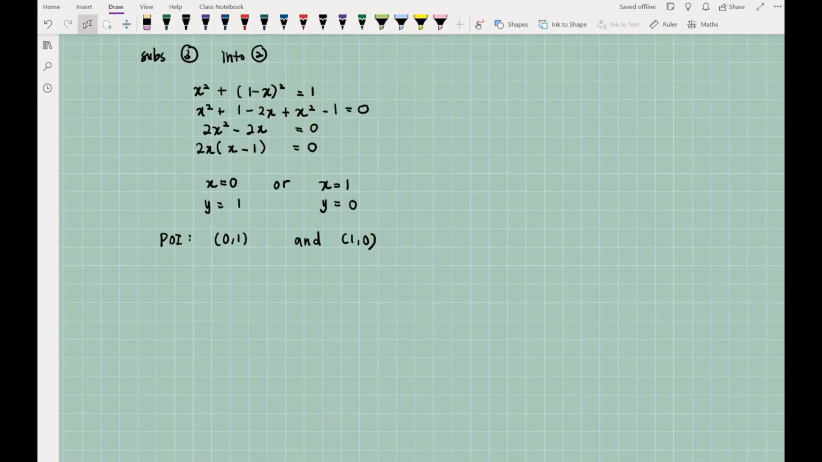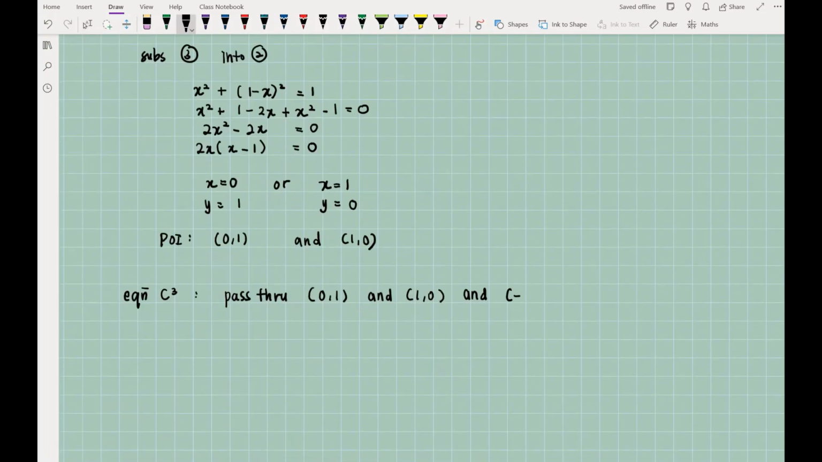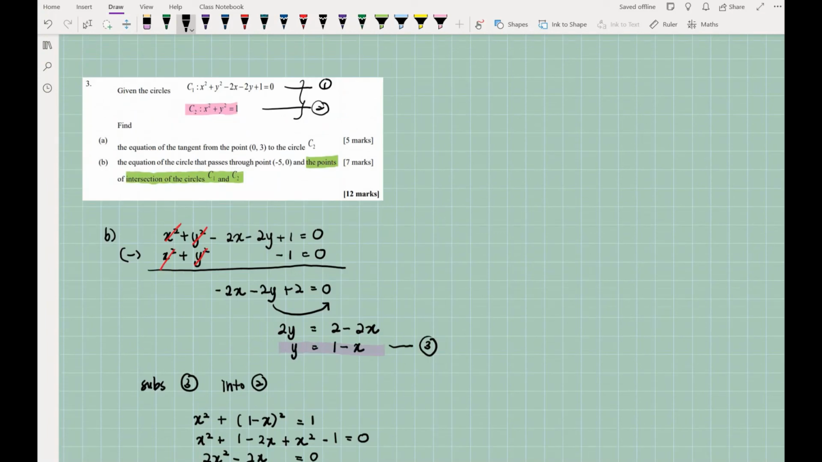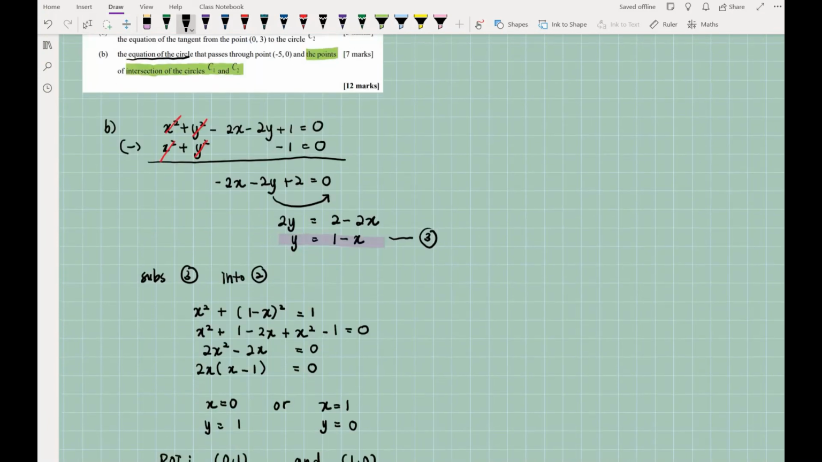So, now let's move on to find equation of the third circle. So, equation of C3, yang mana C3 pass through 0, 1 and 1, 0, as well as the third point adalah the one given in the question, iaitu negative 5, 0. Okay, so we are going to substitute one by one here. I'm going to use general equation sebab soalan tak sebut dia nak equation of circle dalam bentuk apa. So, usually we are going to give the answer dalam bentuk general.